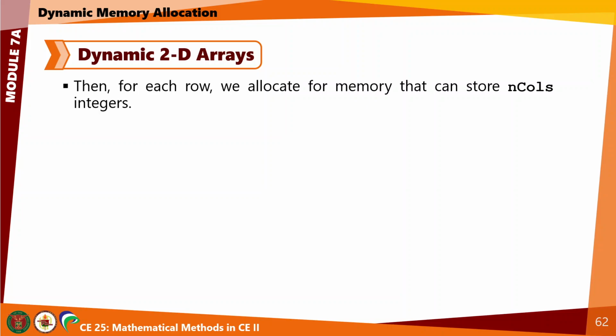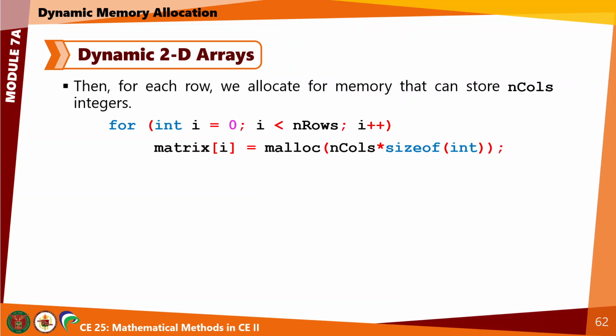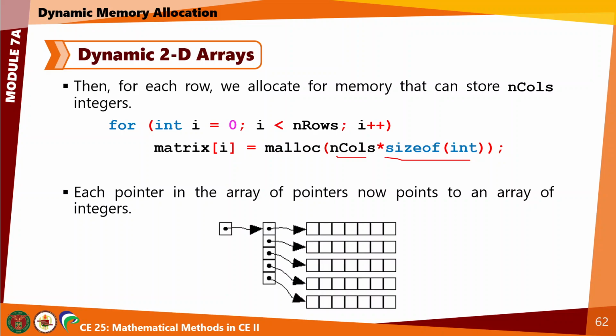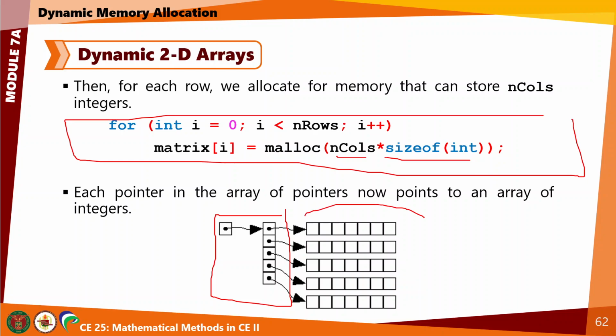So let's say we have this one for int i equals 0, i less than n number of rows, i plus plus, we have the following. matrix i is equal to malloc, number of columns times the size of integer int. So now, yung bawat pointer natin sa matrix or sa array of pointers kanina, nakapoint na yun sa certain array of integers. Nagets ba? So yung kanina nating code, ito pa lang yung ginawa niya. Okay, and itong code naman na ito yung gagawin niya. Okay, so dalawa.